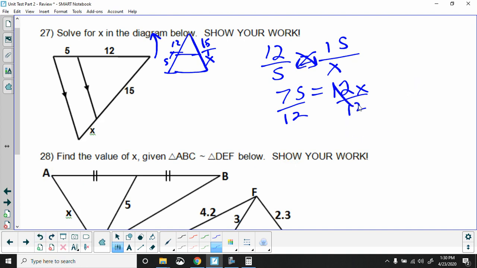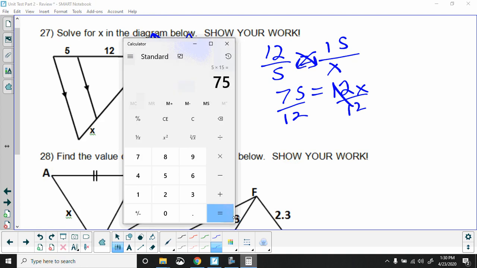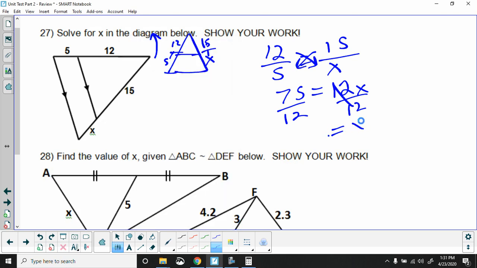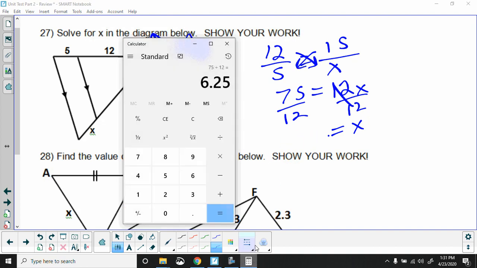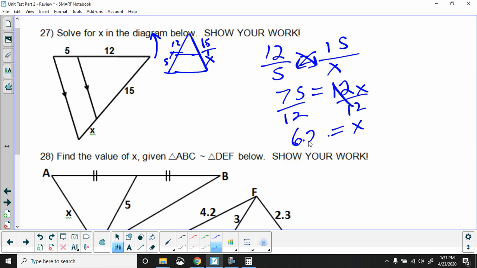5 times 15 is 75. And then we're going to divide that by 12 because we're solving for x. Pull out my calculator. 75 divided by 12. 6.25. Good enough for me. What was the answer? 6.25. There we go.